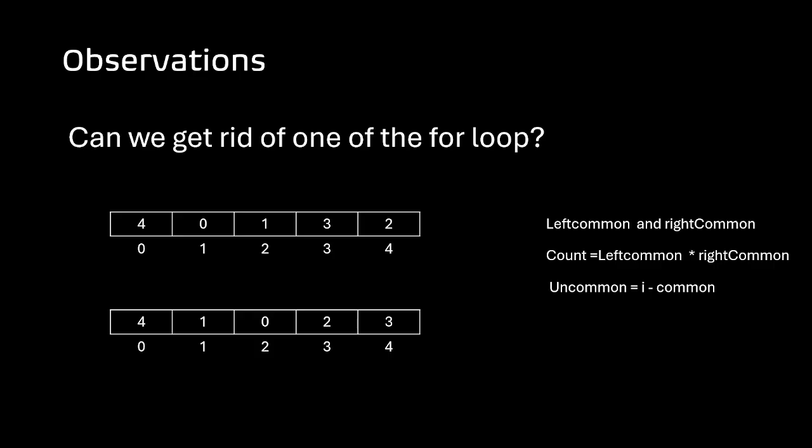What I want you to understand is, once I have figured out the uncommon elements on the left side, we can use these uncommon elements to figure out the common elements on the right side, the right subpart of the array. How are we going to do that? It's actually pretty simple. On the right side, first of all, let's trim our array on the right side.